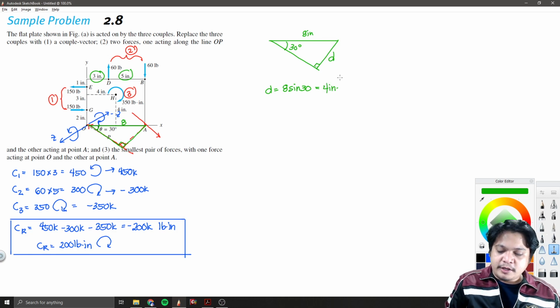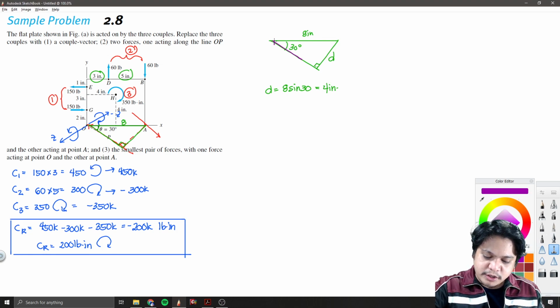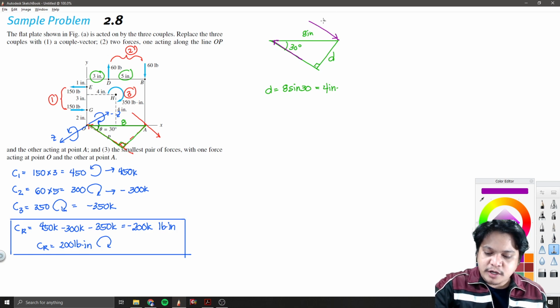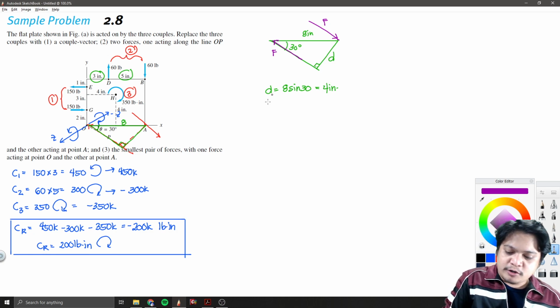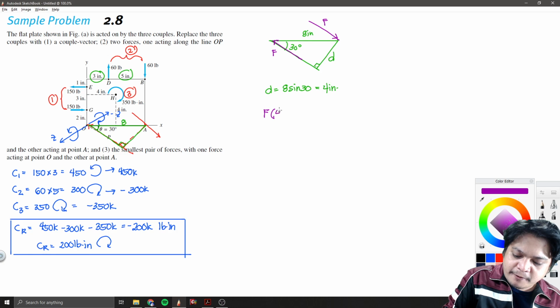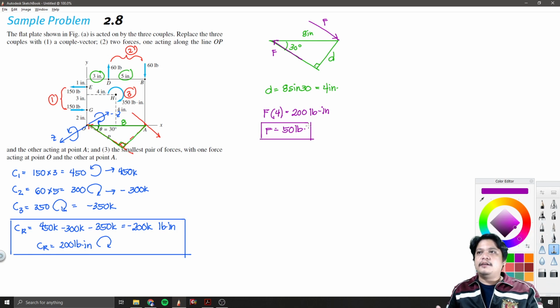Okay? In short, kung magkakaroon ako ng forces, okay, along this one, which is our F, and then along this one, which is F, ano yung two forces na yon? So, F multiplied by 4 inches, so that should be 200 pound inches. Okay? So, ang F ko dito, it's just equals to 50 pounds. Okay? So, this is the force that is needed to act on the line OP and on the line A to produce a 200 pound inch couple. So, equivalent din siya. Okay?